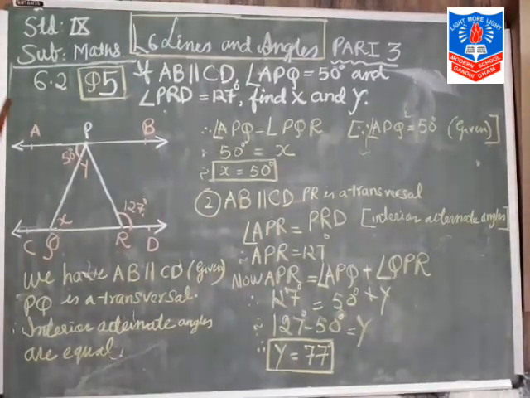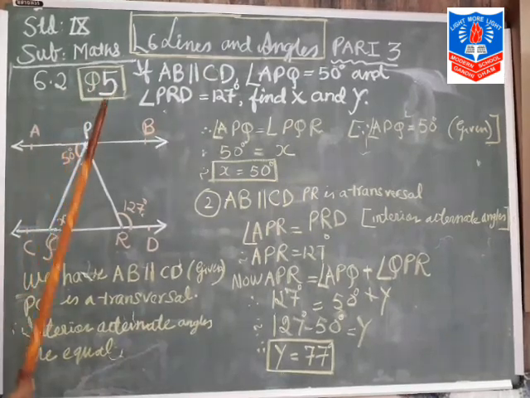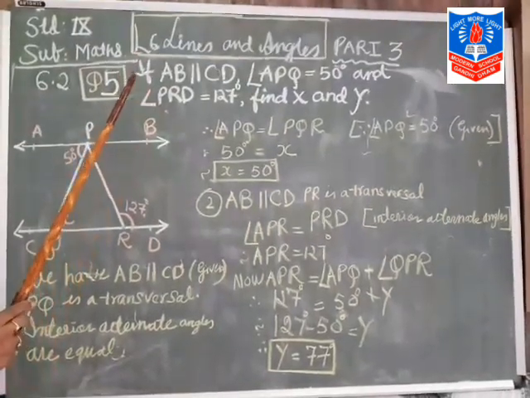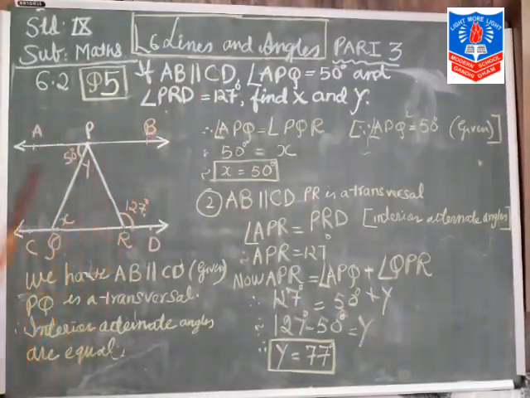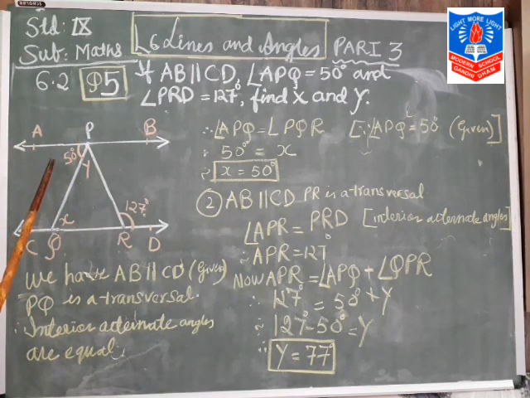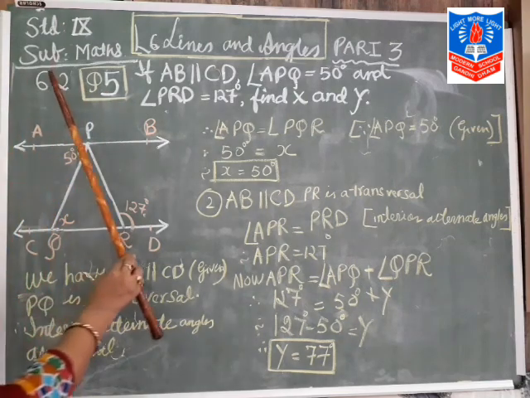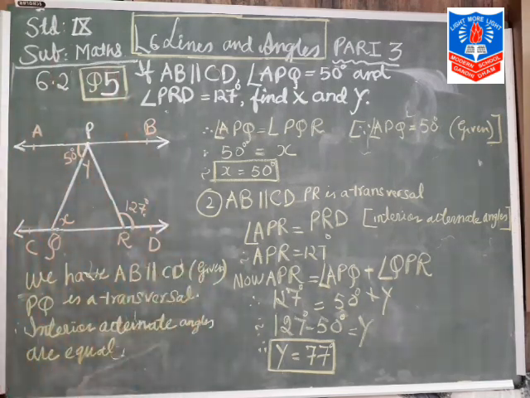Now children, 6.2 question number 5, the last question of your 6.2. Now AB is parallel to CD, APQ equals 50, then PRD equals 127. Find X and Y. We have two parallel lines, one transversal PQ and another transversal PR. Clear children? Now again I will repeat the question.